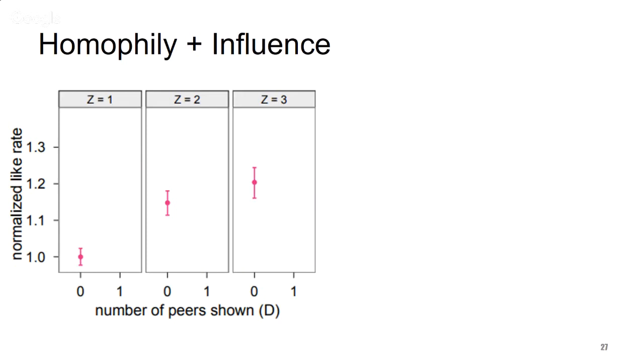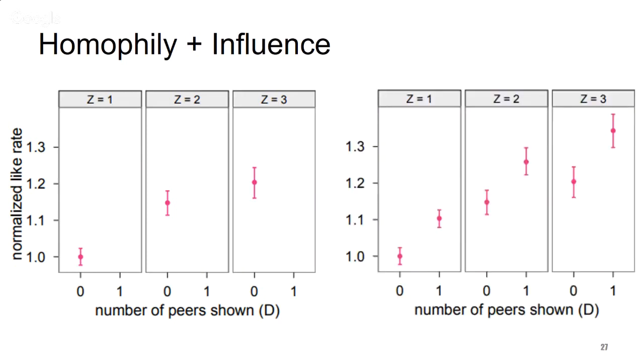So in absence of any treatment, there's a natural increase in likelihood across the three control groups. But what's more interesting is when you now show cues in the three conditions, you see a lift from the control condition.